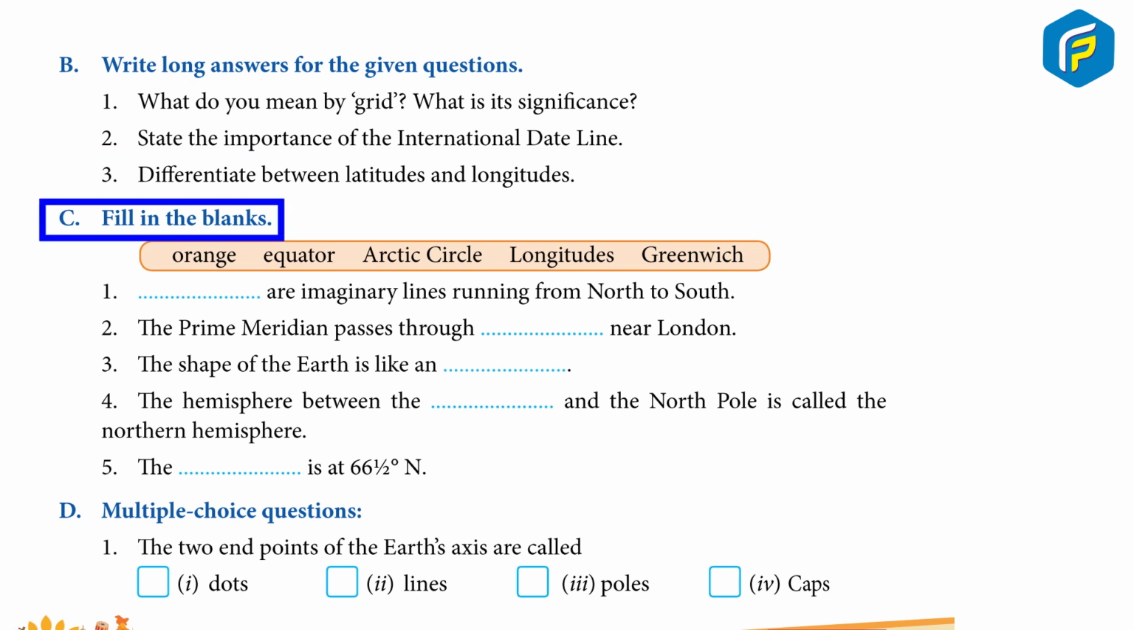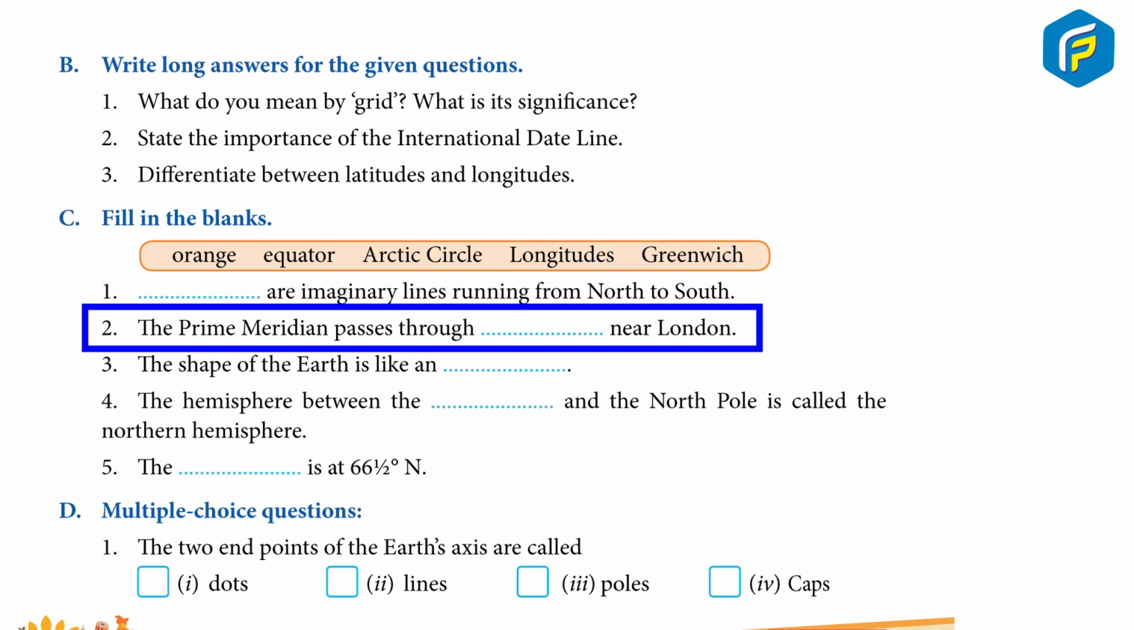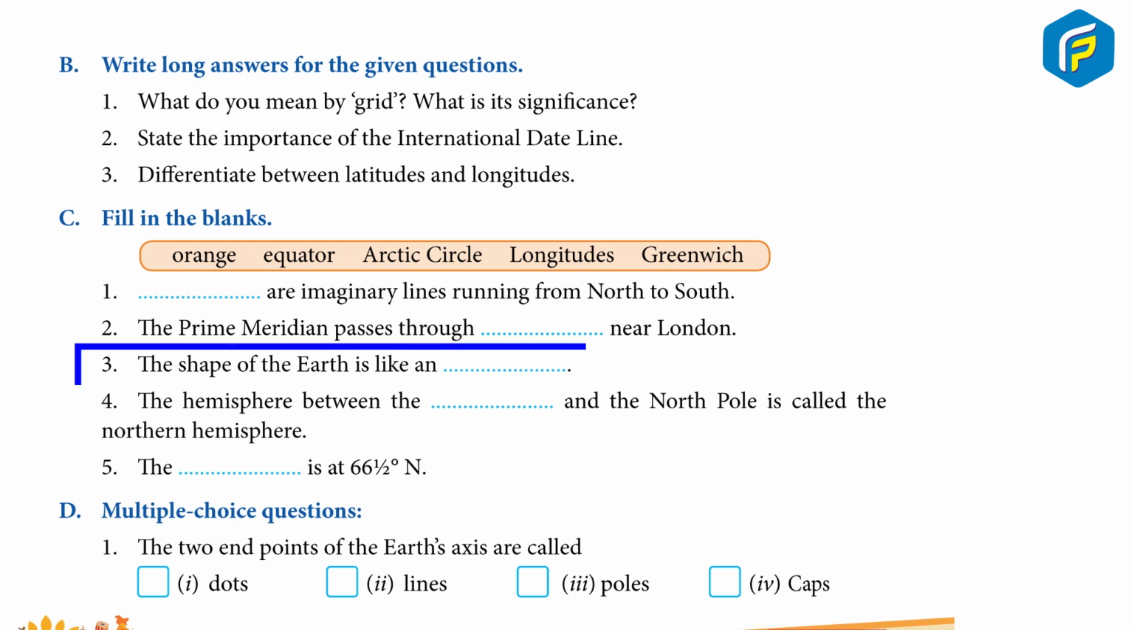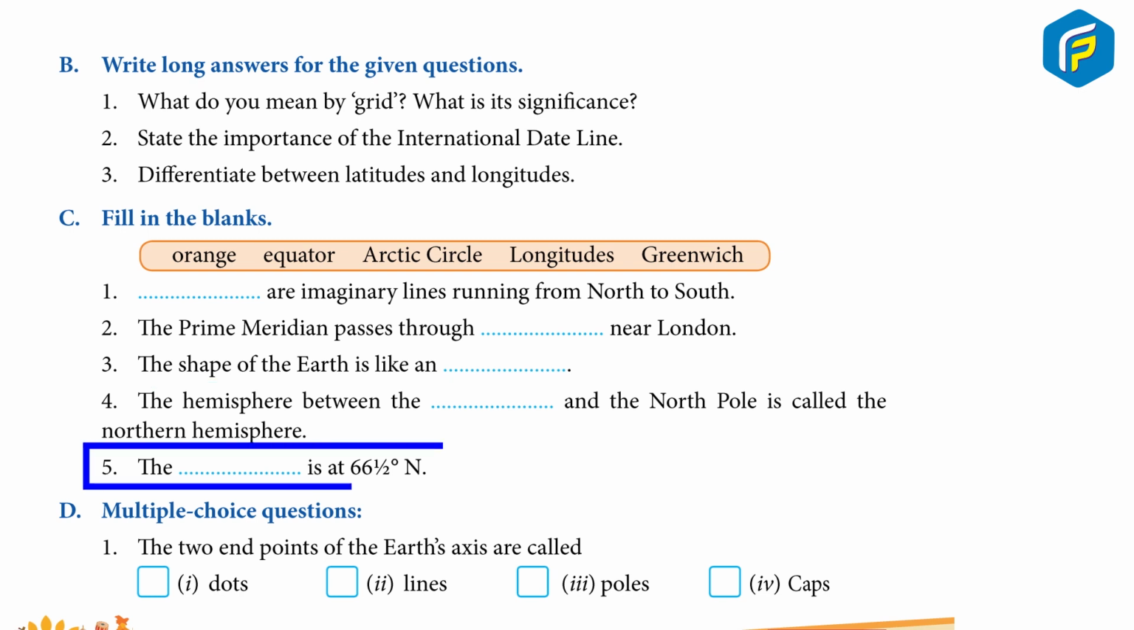C. Fill in the blanks. 1. Dash are imaginary lines running from north to south. 2. The prime meridian passes through dash near London. 3. The shape of the earth is like dash. 4. The hemisphere between the dash and the North Pole is called the northern hemisphere. 5. The dash is at 66 degrees north.